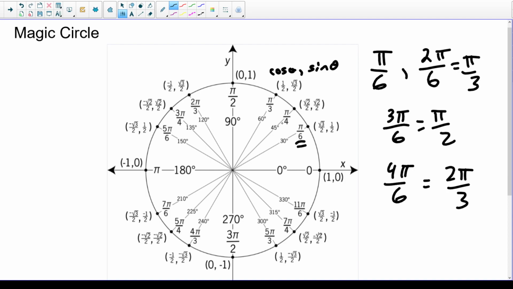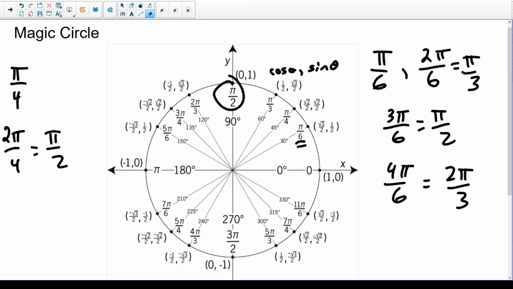Now, the problem is we skipped over pi over 4, right? But pi over 4 is its own starting point because that's 45 degrees. You can't add 30 to get to 45 from 30, right? But what if we count up pi over 4 and then 2 pi over 4? What does 2 pi over 4 simplify to? It simplifies to pi over 2, which is 90 degrees. 3 pi over 4 is the next one. That one doesn't simplify, but what angle is it? It's 3 times 45 degrees, which is 135.